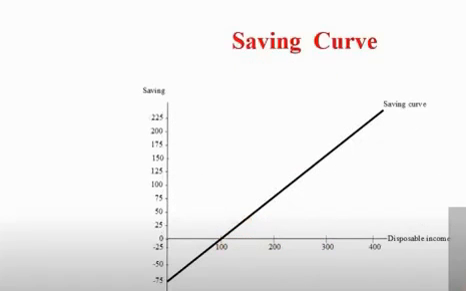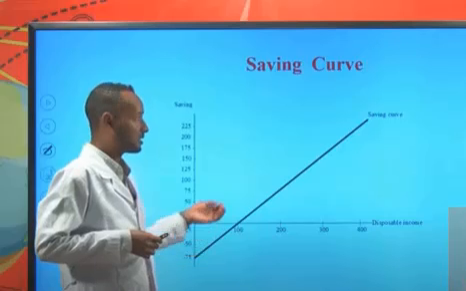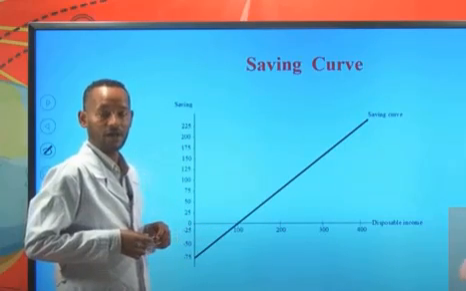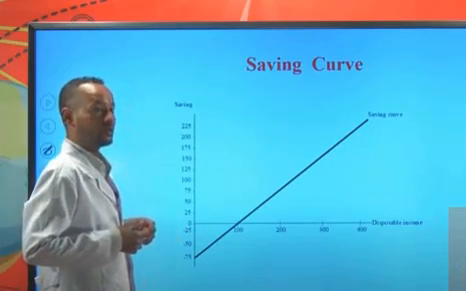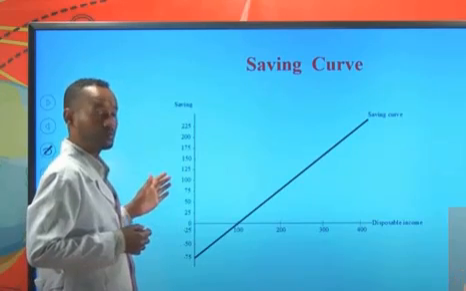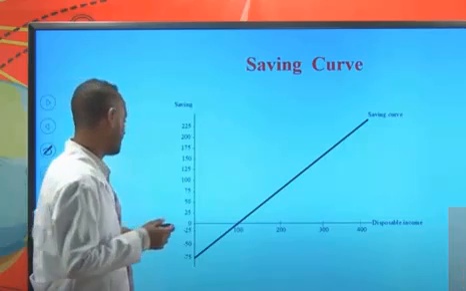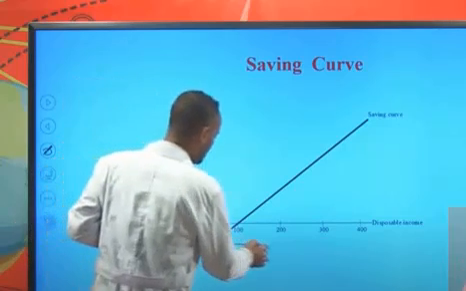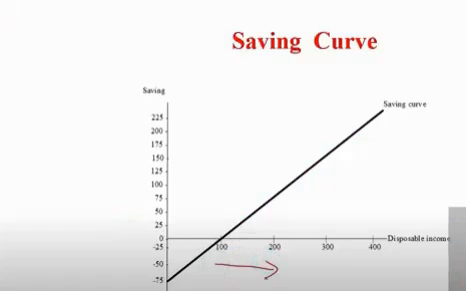When we see the saving curve, this is the saving curve which starts from negative and it is a positively sloped curve like the consumption curve. The saving curve is positively sloped because there is a direct relationship between disposable income and saving. That means as the level of disposable income increases, then saving will also increase, and with a decline in disposable income, then saving will decline. So due to this direct relationship between saving and disposable income, the slope of saving is always positive.